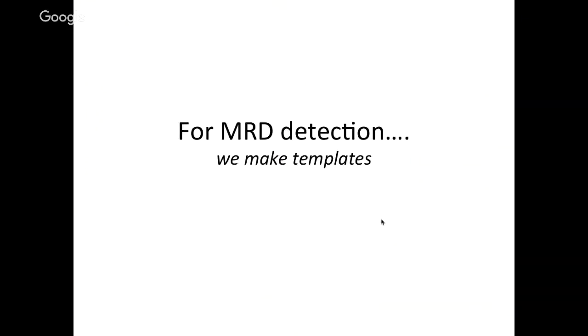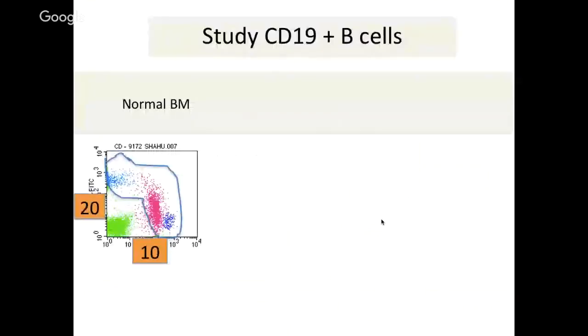Now we make templates, as I mentioned, for MRD detection. And what is templates? I'll just share with you. Like this kind of templates we make, as I mentioned previously, we take some 15, 20 healthy individuals, and we understand all cells, B cells and T cells and myeloid cells, and look at their patterns. And then we make these templates, and we know that all the B cells between CD20 and CD10 will be lying in this pattern and within this template. If these cells are going out, it's abnormal.